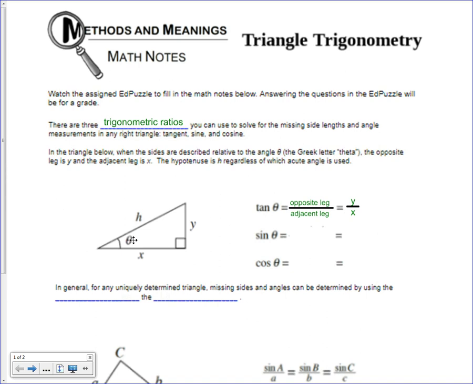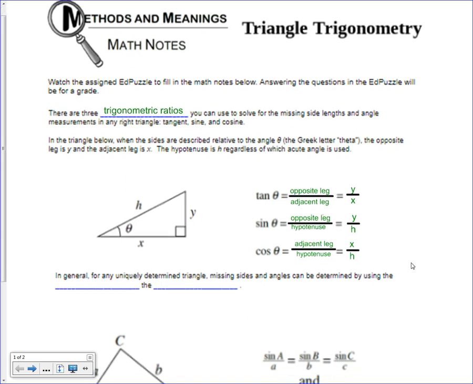So if this is the angle that we're given and we were going to solve it by finding tangent, we would need to know the opposite leg over the adjacent leg to the angle, which is y over x. If we were using sine, we would need to know the opposite leg, y, over the hypotenuse. If we were using cosine, we would be doing the adjacent leg over the hypotenuse. So the adjacent leg is x, the hypotenuse is h. It all depends on what we were given in the problem to help us figure out what we're trying to do.